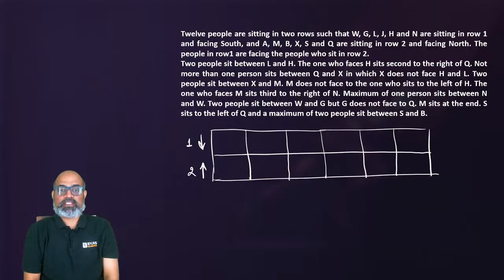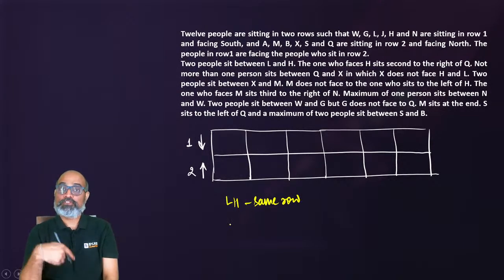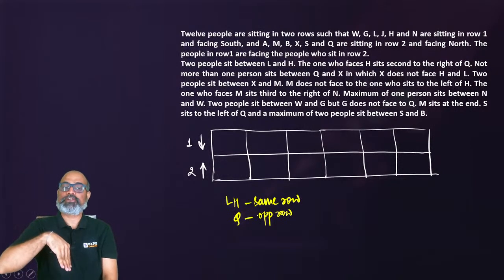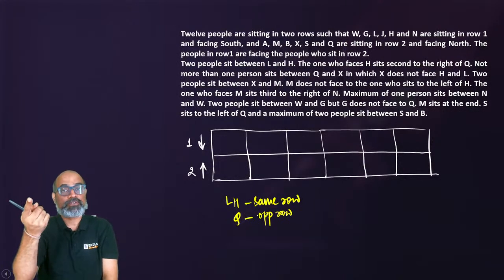So 2 people sit between L and H. No idea, right? But we are pretty sure that L and H, wherever they are, are in the same row. So wherever L and H will go, they will be in the same row. The one who faces H sits second to the right of Q. So the one who faces H, as in the opposite row, you will find Q for sure. So if L and H are in the first row, Q is in the second row. If L and H are in the second row, Q is in the first row.